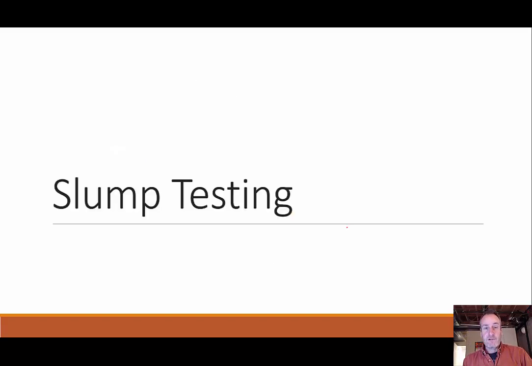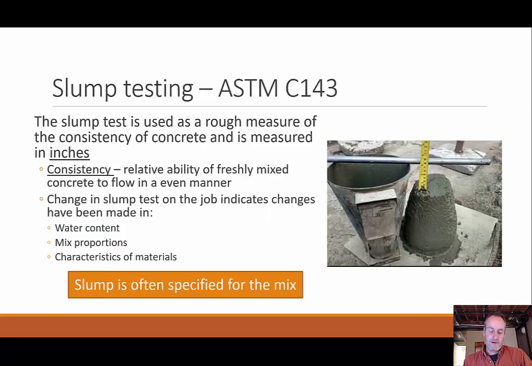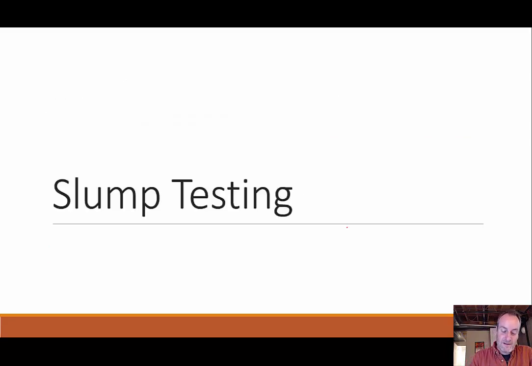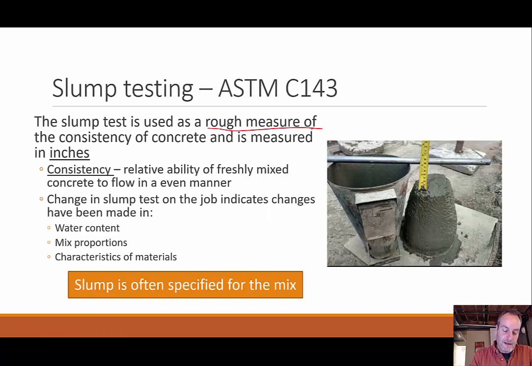So we did this in our lab. You should be very familiar with it, but just to cover it: slump testing. We have a slump cone and our rod. Remember, what was the purpose of the slump test? It's a rough measure of the consistency of concrete, and more than anything else, especially for our lab, it measures that water to cement ratio. The higher the water, the higher the slump.